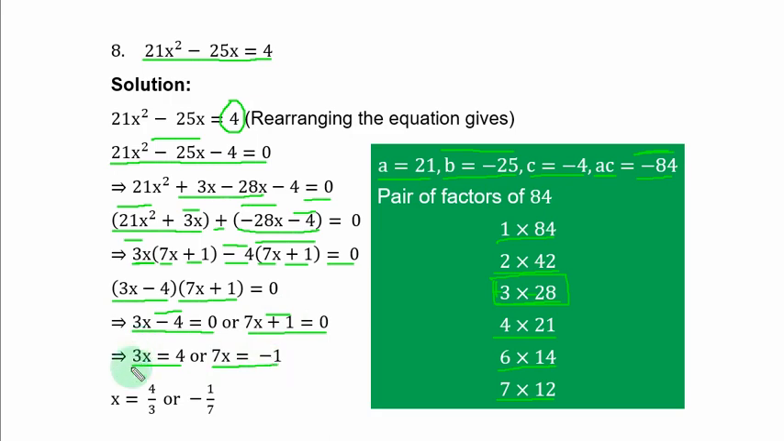In the first linear equation, you divide both sides by 3, and you have s equal to 4 over 3 in this form. In the second linear equation, you divide both sides by 7, and you have s equal to minus 1 over 7. Therefore, s is equal to 4 over 3, or minus 1 over 7.